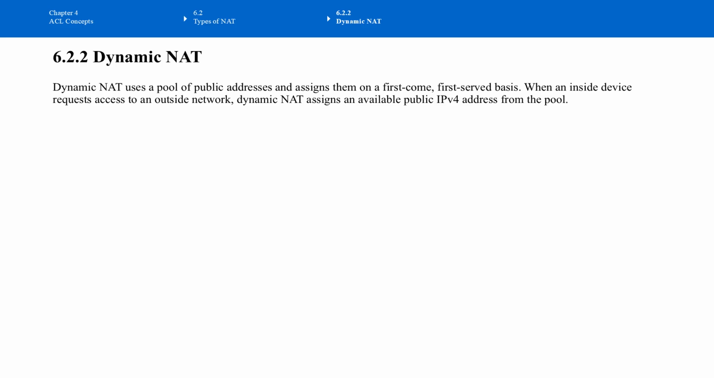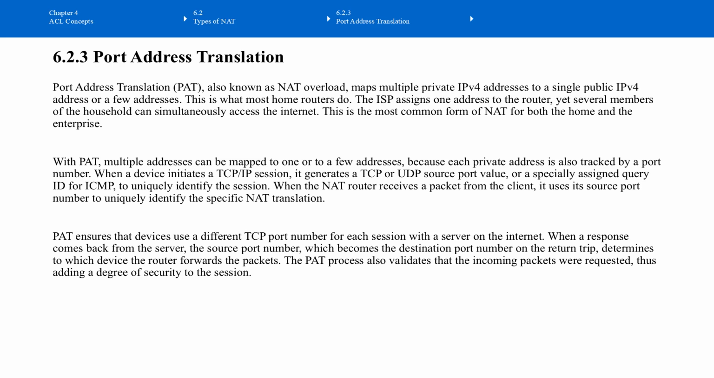Dynamic NAT also translates a private IP address into a public IP address. But unlike static NAT, the mapping is not permanent. The router has a pool of public IP addresses available. In the figure, PC3 has accessed the internet using the first available address in the dynamic NAT pool. The other addresses are still available for use. Similar to static NAT, dynamic NAT requires that enough public addresses are available to satisfy the total number of simultaneous user sessions.